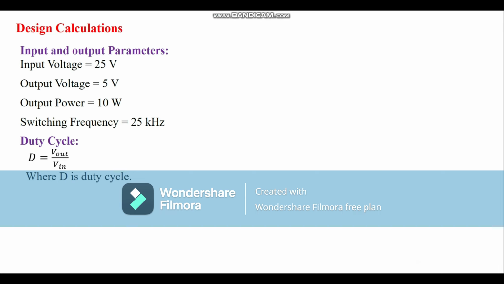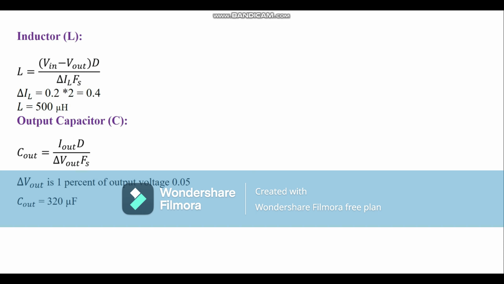Now let's move to the design calculation for our buck converter. Parameter specification: input voltage 25 volt, output voltage 5 volt, output power 10 watt, and switching frequency 25 kHz. The duty cycle can be calculated using the equation D is equal to V out divided by V in, where D is the duty cycle.